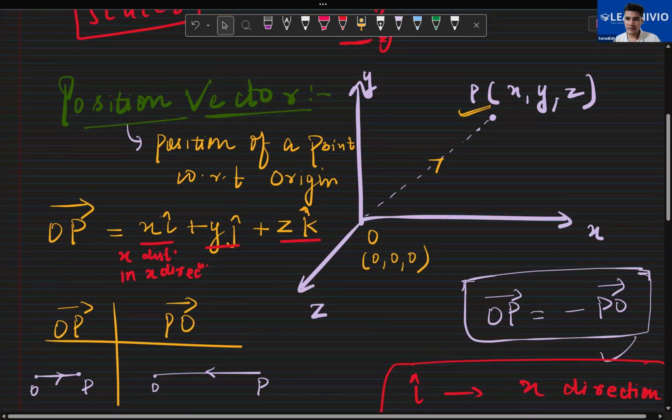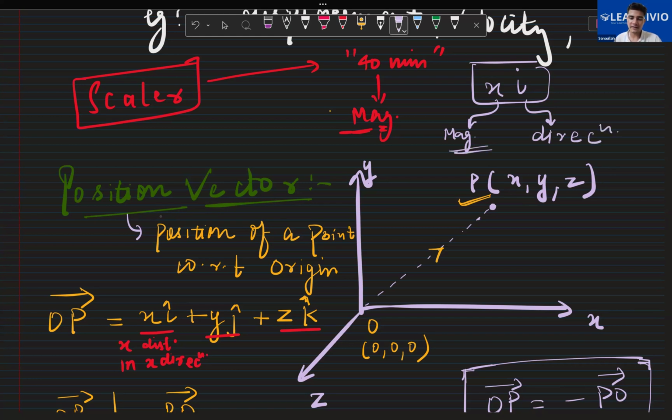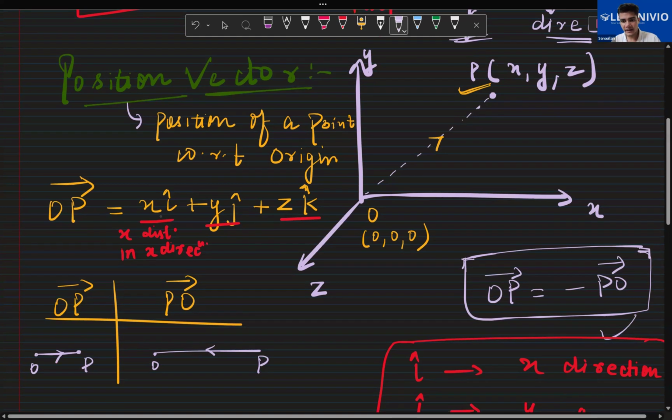You have written this x I cap. Your x is a magnitude and your I cap is a direction. Combined, it shows that you have moved x distance along the x axis, that means in the I cap direction. So it is a combination of a distance and direction.